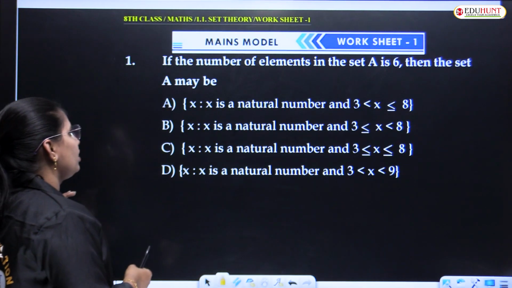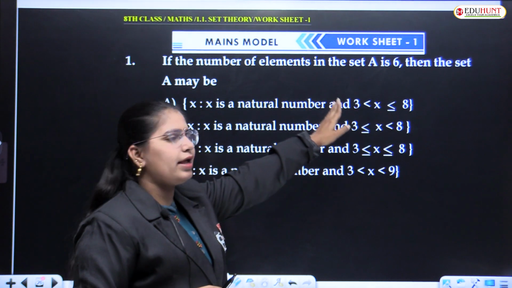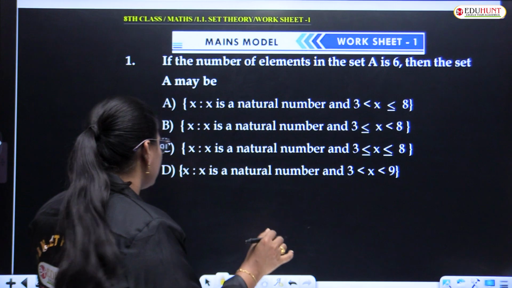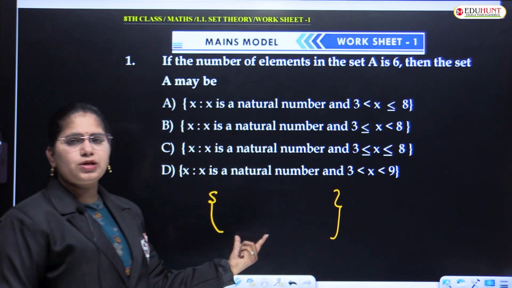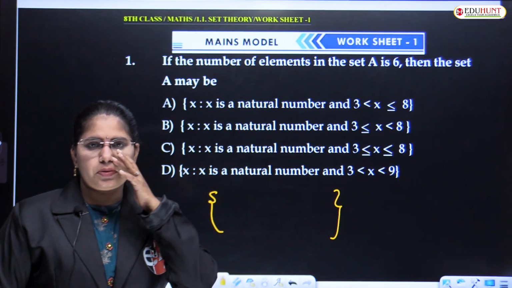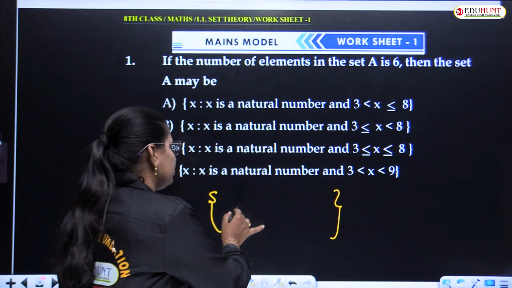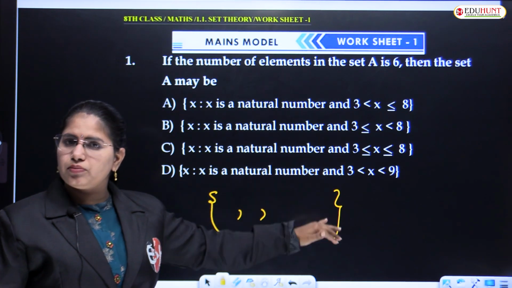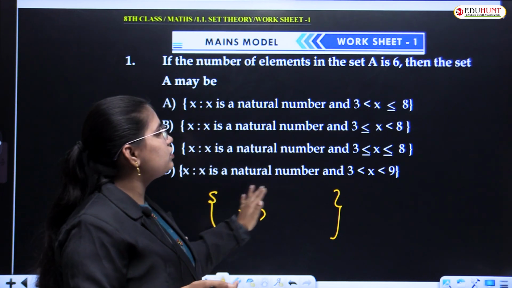So here comes the first question. If the number of elements in the set A is 6, how do you express a set? With curly braces you express a set. This is the notation. Within the braces you have to express the elements. Whatever numbers or letters you write in between the braces, those are called elements. So we have 6 elements.